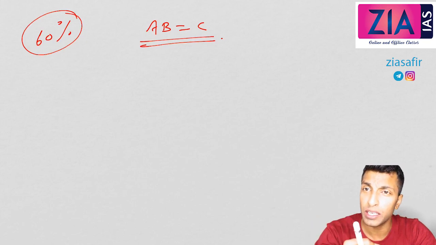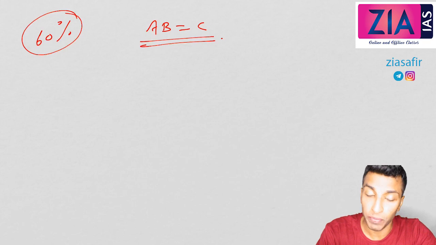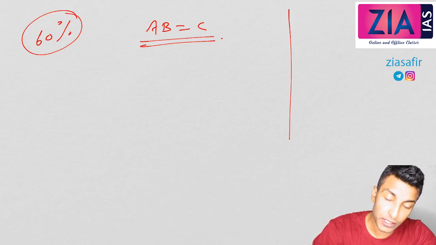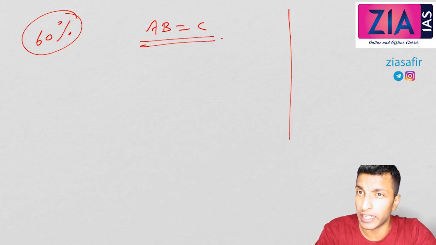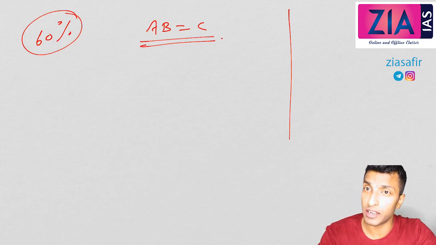Now AB equal to C, or you can also call it the constant product rule. Why I'm saying 60% is because if you see the Agarwal textbook or TMH or whatever textbook you're following, the chapters are divided. There will be speed, distance, time, there will be time and work. All these are different chapters.